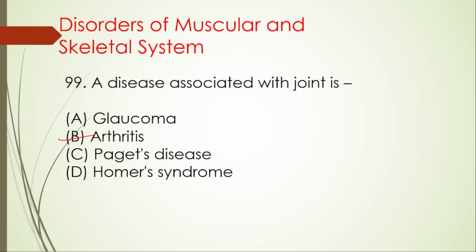Glaucoma is an eye disease which damages the optic nerve. Paget's disease affects the skeletal system by disrupting the replacement of the old bone tissue. It is also called a bone disease rather than a primary joint disease. Next, Horner's syndrome. It's a rare condition affecting the nerves to the eye and face, usually caused by an underlying medical issue like stroke and tumor, I can say.